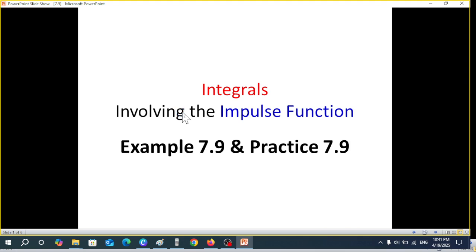Bismillahirrahmanirrahim. This is a very short video from chapter number 7, and this I had missed in my playlist, so I'm just making it. I will be dealing with example 7.9 and practice problem 7.9, and primarily this is related to integrals involving the impulse function.